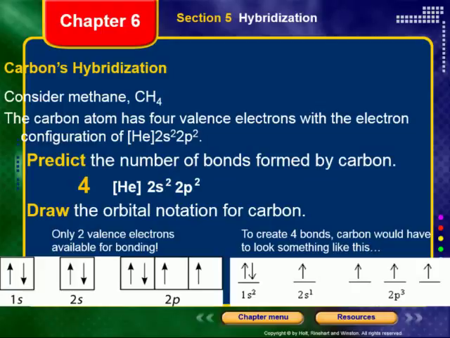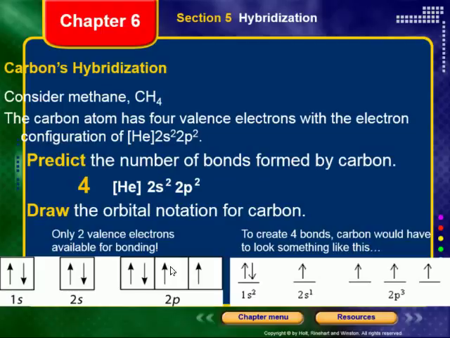However, when we draw the orbital notation for carbon, we see that the correct orbital notation suggests that we can only form 2 bonds, because notice in these 2p suborbitals, there are only 2 unpaired electrons. And remember, it is in fact unpaired electrons that can form bonds. Carbon only has 2, but we've been talking about carbon this whole time as being able to form 4 bonds. In order to form 4 bonds, carbon's going to have 4 unpaired valence electrons.